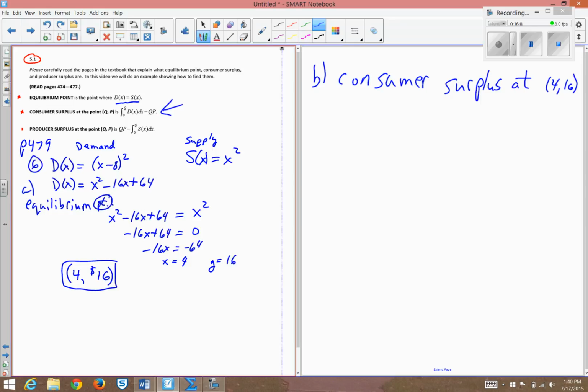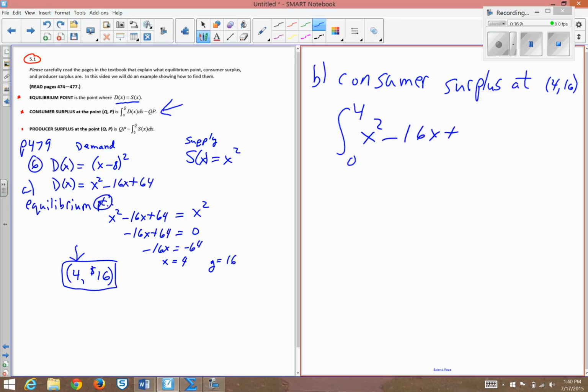The consumer surplus at a given point is the integral from 0 to q. By q, it means the first coordinate here, of the d of x function. That's this function, x squared minus 16x plus 64, dx, minus q times p. That means minus 4 times 16. These numbers are referred to as q and p in the formulas up here.